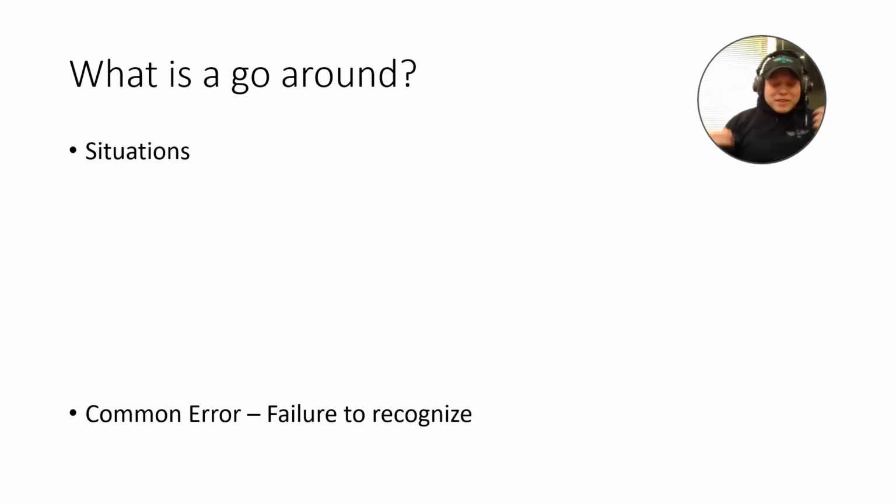So a go-around is essentially when you decide to abort a landing and go around. And like I said, you should be approaching go-arounds as just another tool in your tool bag. It shouldn't be an emergency procedure. It should just be a normal thing that you go and practice.